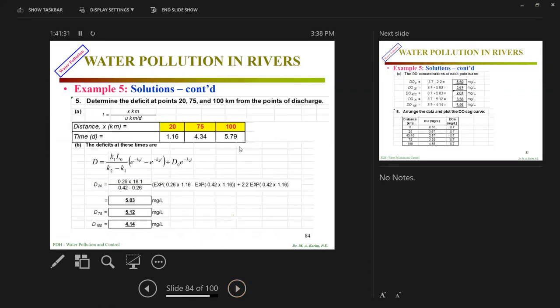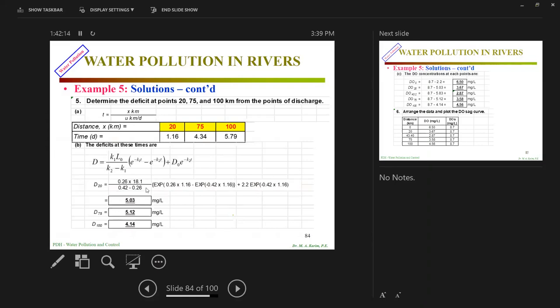Since I need to plot it for 100 kilometers, I get two more points, at distances of 20, 75, and 100. From this equation, t equals x over the velocity, the distance over velocity. I know that my velocity was, say, 17.8 kilometers per day. If I divide 20 by this, I get 1.16, and 75 by that is 4.40, and so on. Then I calculate D20 using this equation. D20 means t would be equal to 1.16. If I use this equation, I get 5.03.